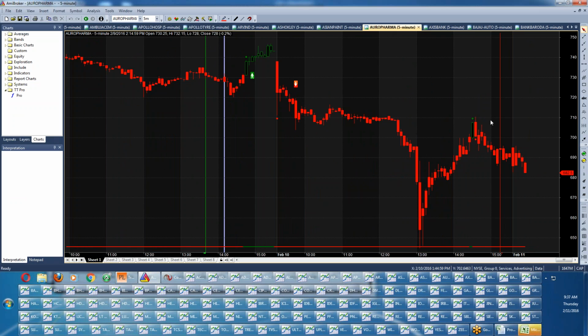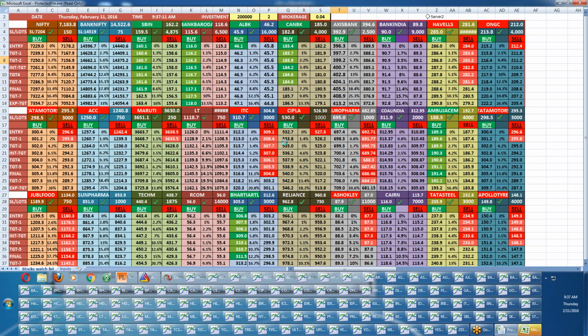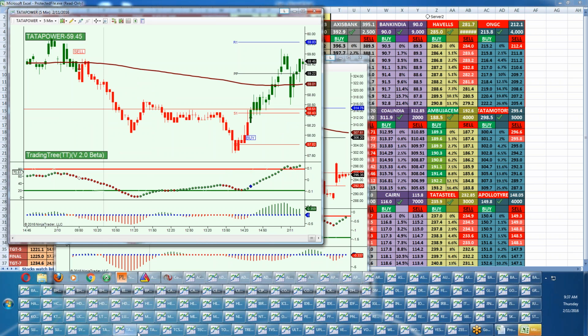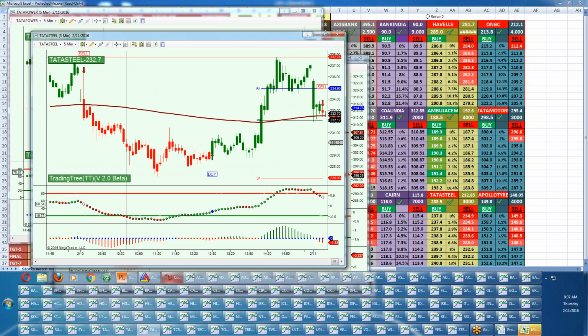So you'll know the trend here. So once you know the trend, you can get into trades. So you know that Arbinda Pharma is a sell now. So you can easily take this call. So Tata Steel is moving downwards. Tata Motors, Tata Power, Tata Steel, we have the sell. We'll have to be a bit careful because you have both very strong support here at 232.